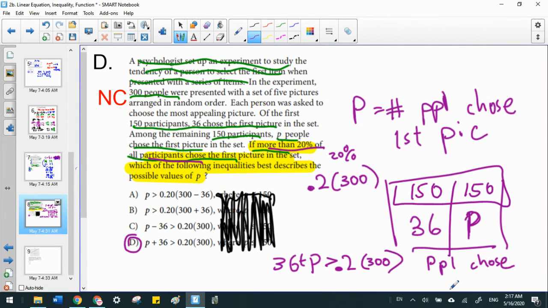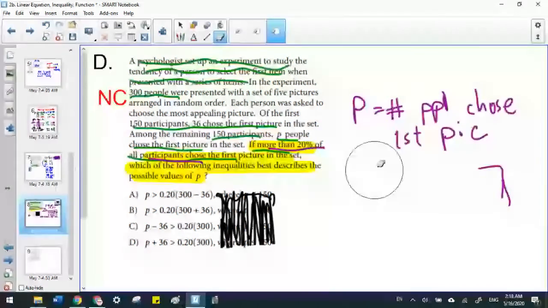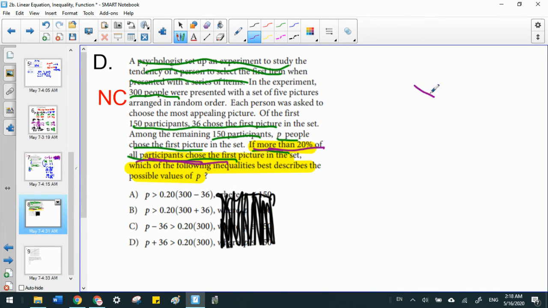And now I'm going to show you a different way to build it that I think is a little bit easier and uses our shortcuts and knowledge a little bit better. So this time I'm going to focus on the statement they gave me at the end first and gradually build that up. So they said more than 20% of all participants chose the first picture in the set.